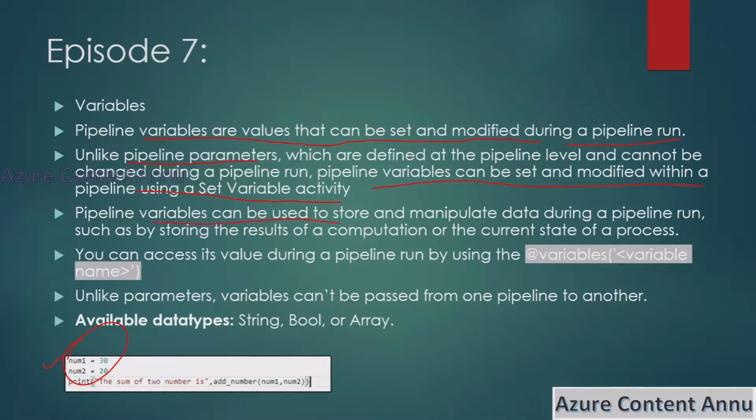So a variable can be used to store and manipulate data during the pipeline run. As we discussed, we can manipulate the data by setting different values to the variable during the pipeline run as well. Unlike parameter, we can change the value of the variable multiple times in the scope of a pipeline. And we can access the value of a variable during the pipeline run by using this expression.